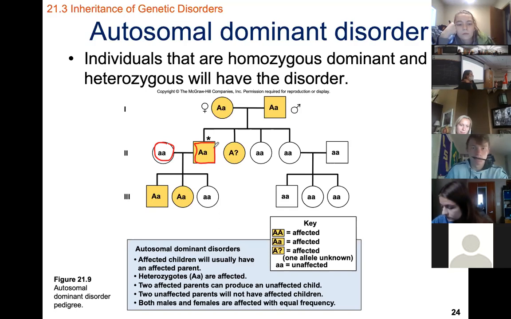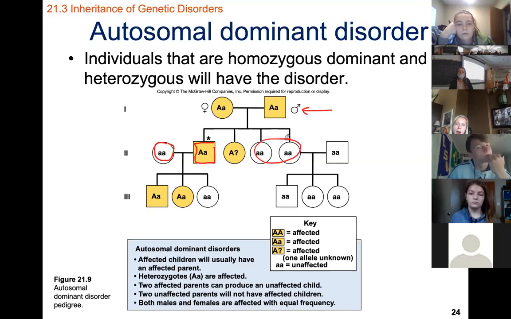Heterozygous are affected by this trait because it's dominant. Two affected parents can produce unaffected children. We see that here at the top. The first generation here that we're looking at, these parents have the trait, but then they have a couple of offspring here that do not have the trait. So here's that option right here. They both are affected, and then they have some offspring here that are not affected.